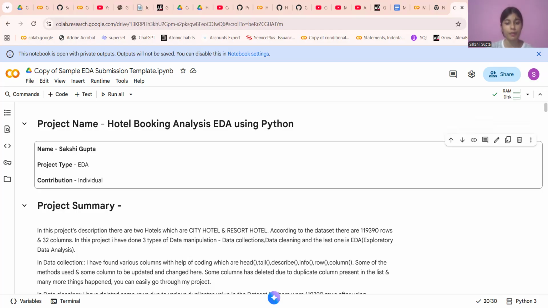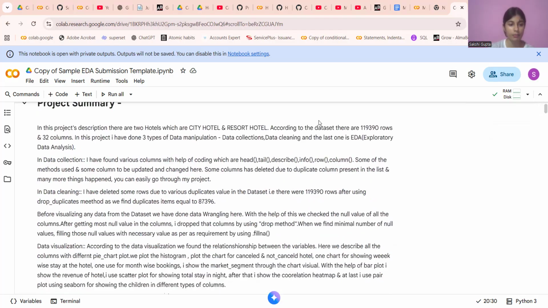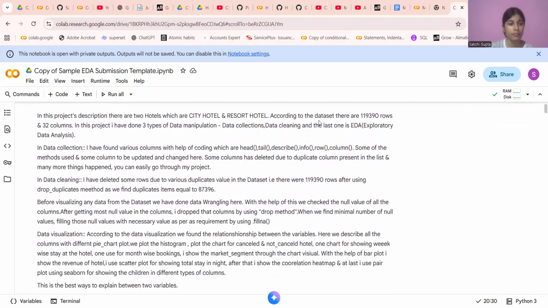Today I am here to present my Capstone project on hotel booking analysis, and we are going to do EDA analysis. In this project, what we have here is talking about the first point, that is project summary. In this project description, there are two hotels, which are City Hotel and the Resort Hotel. According to the data set, there are 1,90,390 rows and 32 columns.